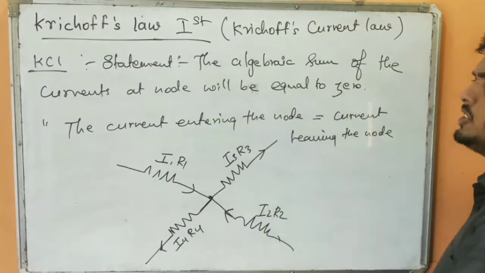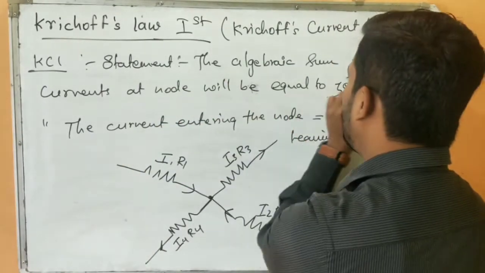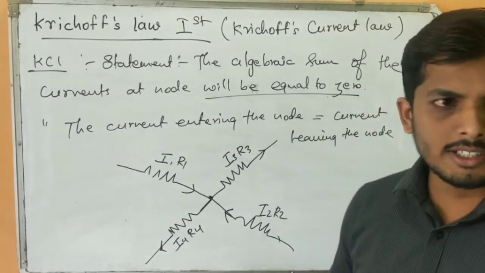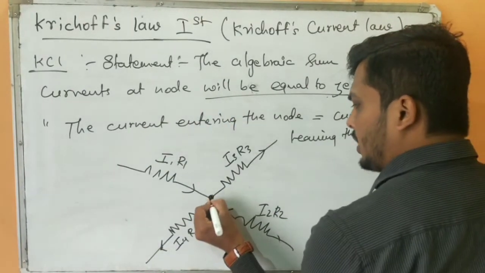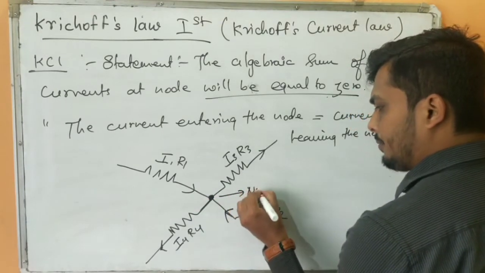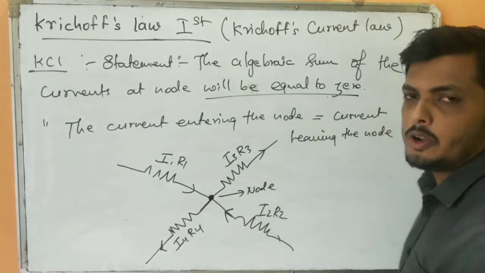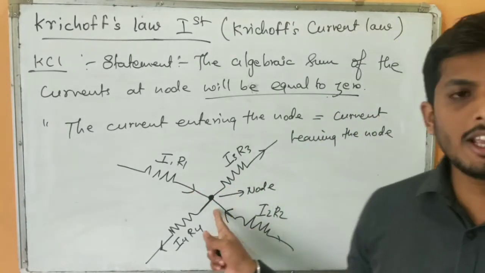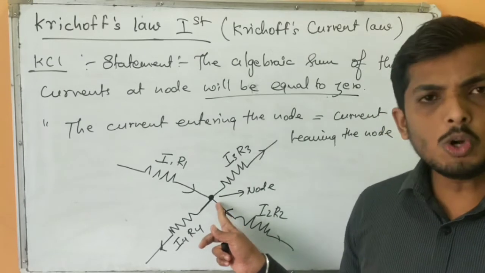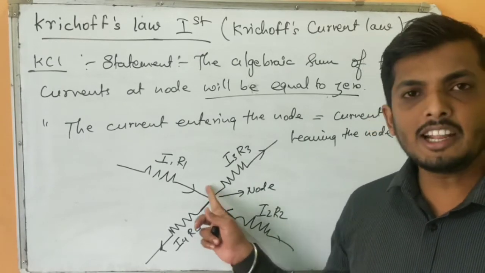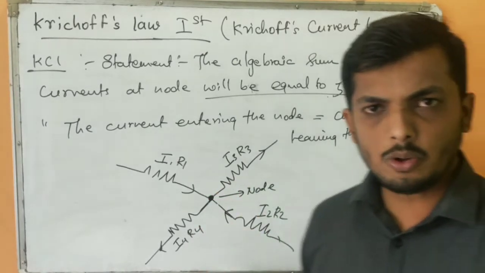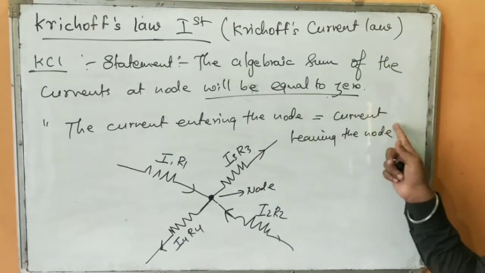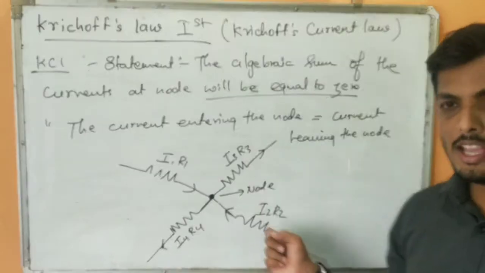It states that the algebraic sum of currents at a node will be equal to 0. So if I go on adding all these currents, what am I going to get at the node? A node is a common point where two or more conductors are meeting. In my example, I have 4 conductors meeting at a common point. So the net current at this point will be 0. Why will it be 0? Because the sum of the currents entering the node will be equal to the sum of the currents leaving the node.